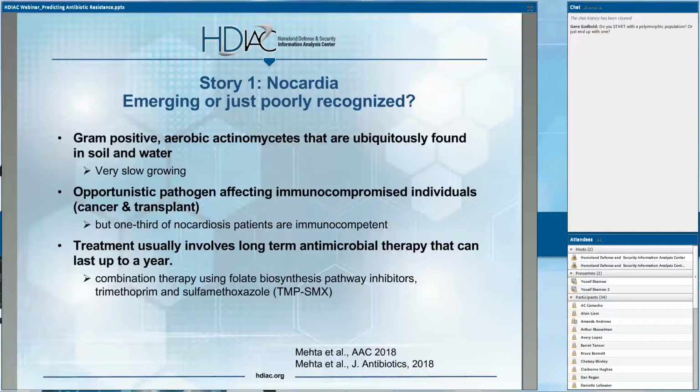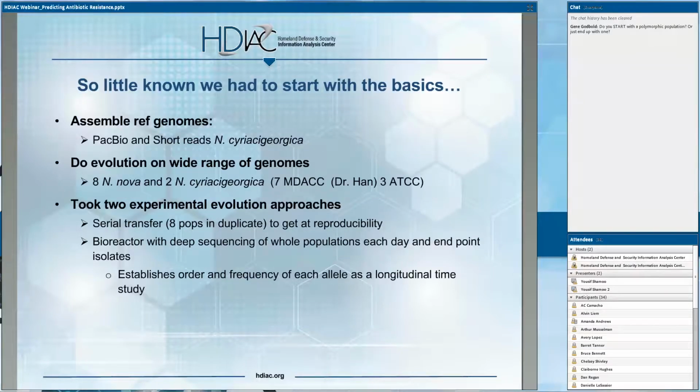But interestingly, about 1/3 of the patients that arrive with nocardiosis, or infection of Nocardia, do appear to be immunocompetent. So there's something we don't really understand about the particular organism. The treatment of choice for this particular organism is a combination of drugs, trimethoprim and sulfamethoxazole, TMP-SMX. It's a very old drug combination and is usually quite effective. We were interested in understanding how the organism becomes resistant to this particular drug combination.